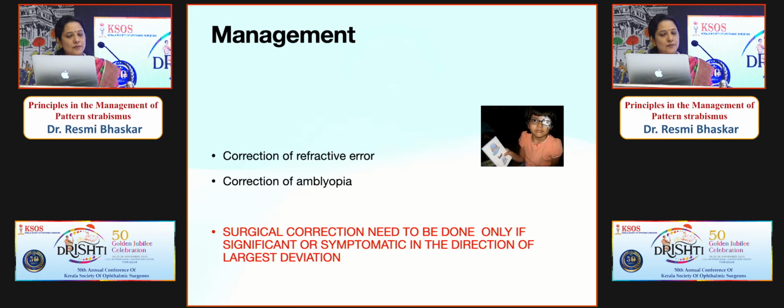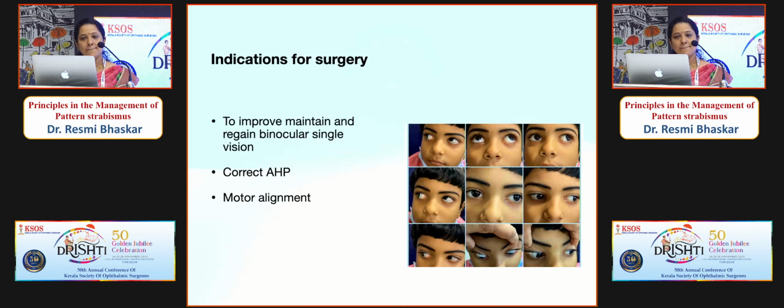Coming to the management part, as we all know, the first thing is to correct the refractive error, if any, and correction of the amblyopia. Just because you have diagnosed an AV pattern doesn't mean you need to do surgical correction in all the cases. It needs to be done only if significant or symptomatic in the direction of largest deviation. So what are the indications for surgery? To improve and maintain binocular single vision, and to correct the abnormal head posture and motor alignment.